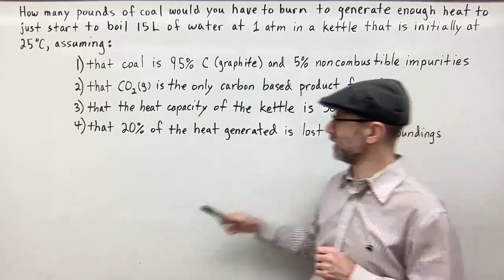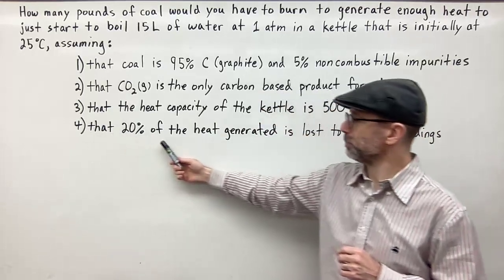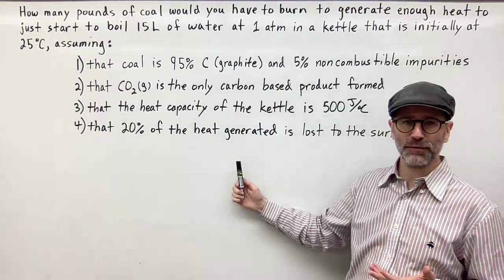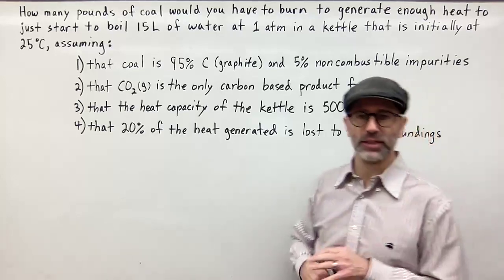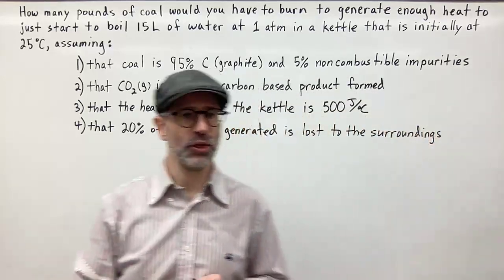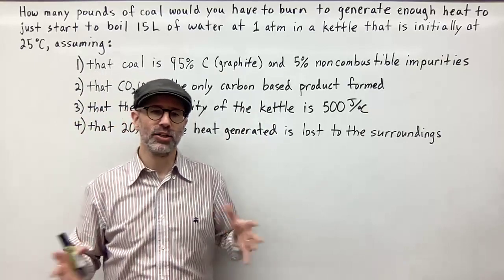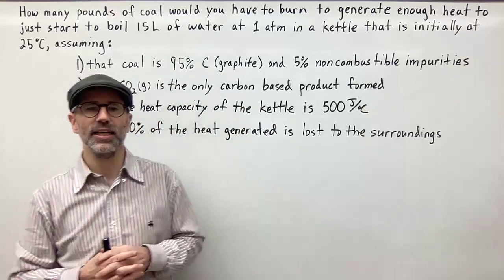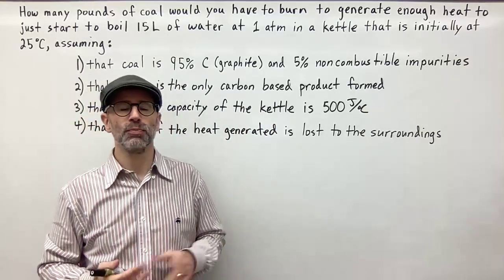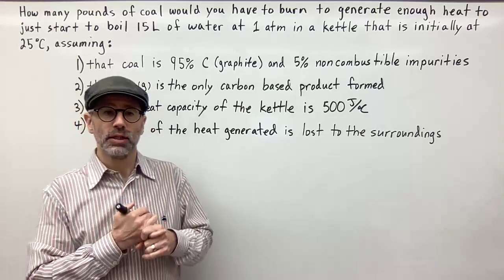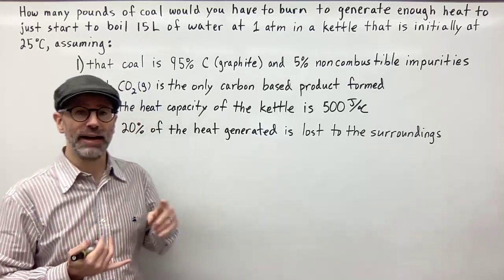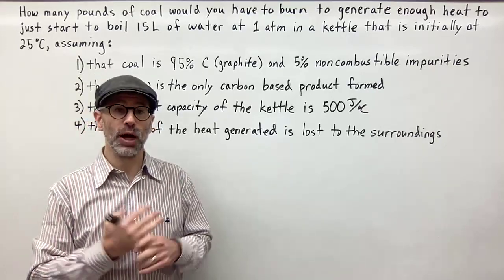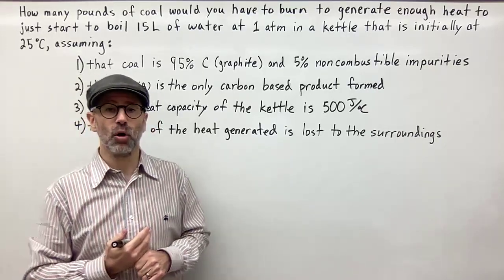And then finally, the fourth assumption is that 20% of the heat that is generated from the coal is lost to the surroundings. Okay, so what's the first thing we need to do? Well, we need to figure out the total amount of heat that needs to be generated by the coal. So we are going to have to figure out how much heat is generated from the coal.